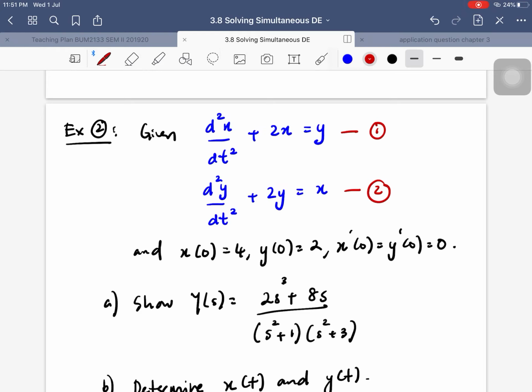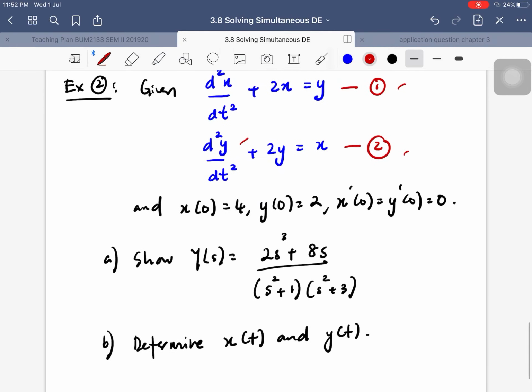So we have two second order differential equations: d squared x over dt squared plus 2x equals y. That is the first equation. And the second one, d squared y over dt squared plus 2y equals x. Right, so now it's going to be the same as before. We have been given two initial conditions: x naught equals 4, y naught equals 2, and x prime 0 and y prime 0 are both equal to 0. In a second order differential equation, of course, you need two initial conditions to substitute.